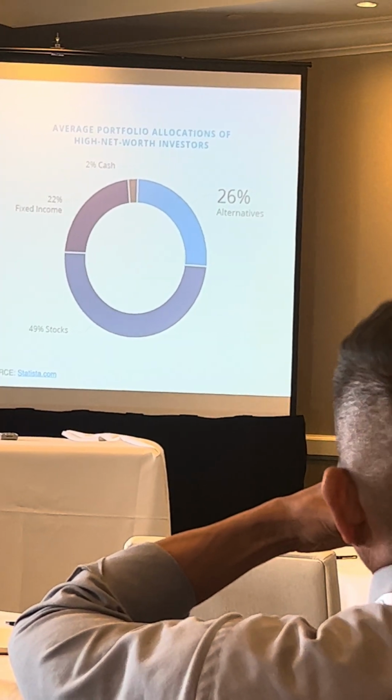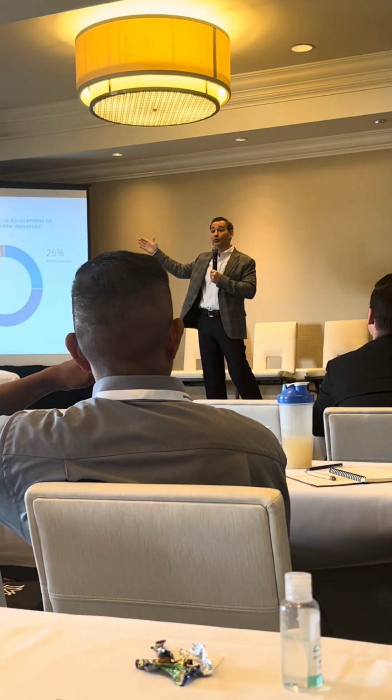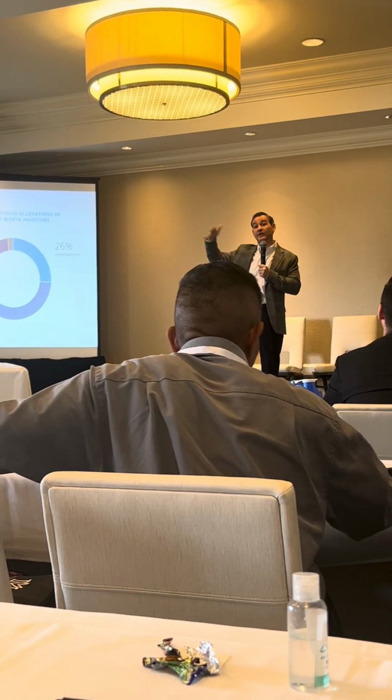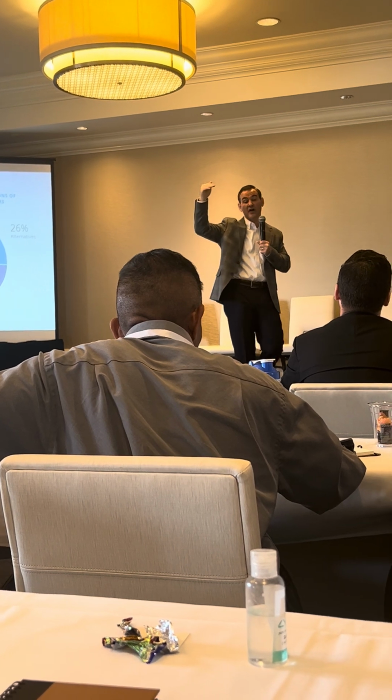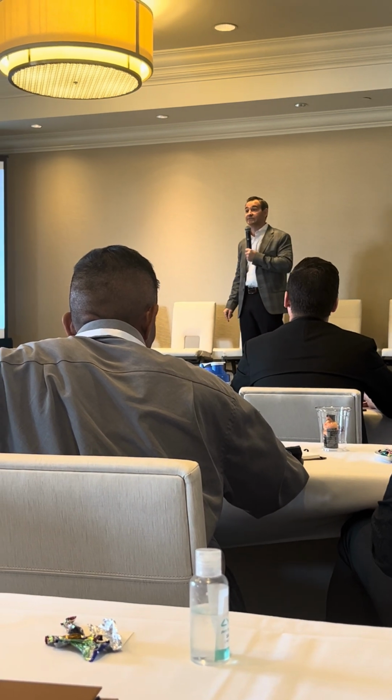I'm just showing you this so that you can paint the picture of what high net worth individual investors are doing. High net worth being people that have $1 million to $30 million in investable assets. And then when we look at ultra high net worth, which is 30 million and up, and then you start getting into the family offices, they're at a 50% allocation reported by this same study into alternative investments.